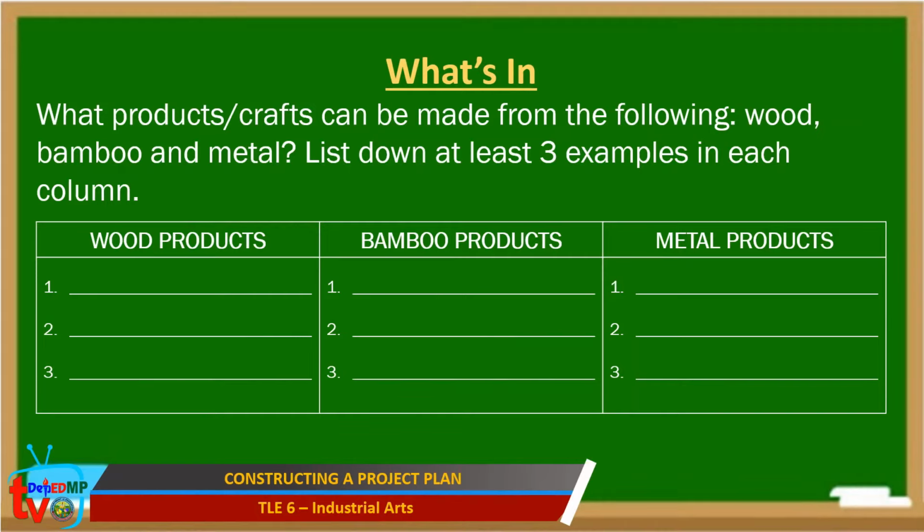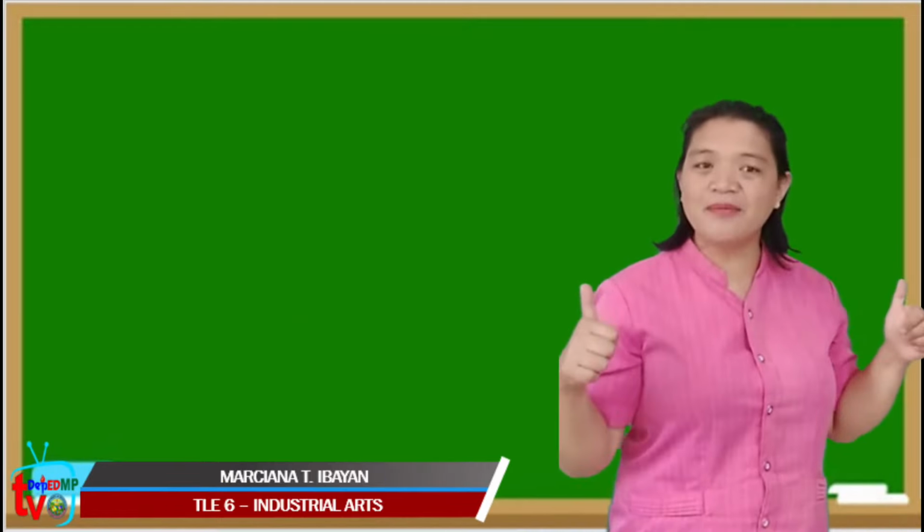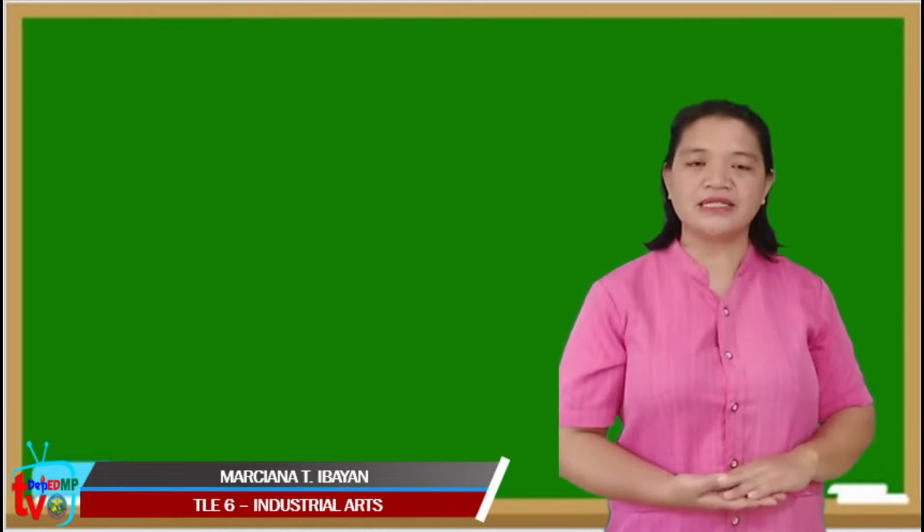What are the products or crafts that can be made from the following? Wood, bamboo, and metal. List down at least 3 examples in each column. Great job for giving examples of products from different materials.